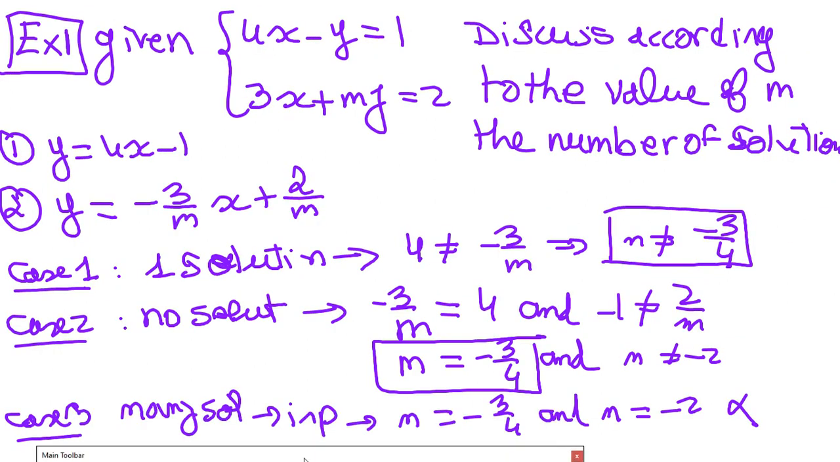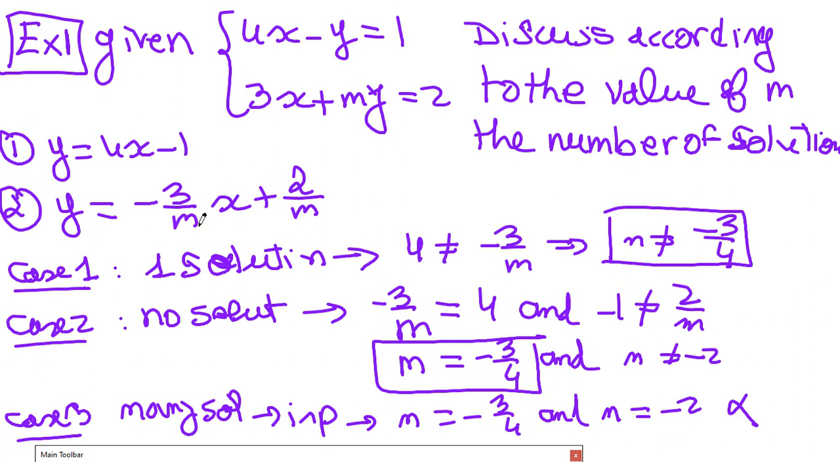Let's move to another example, where one of the coefficients is unknown. So I have here 4x minus y equal to 1, and 3x plus my is equal to 2. And the question is to discuss, according to the value of m, the number of solutions of the system of equations. When I say number of solutions, the best way is to think about comparing the slope and the y-intercept. So what I did, I wrote the two equations in slope-intercept form, and now I compare.